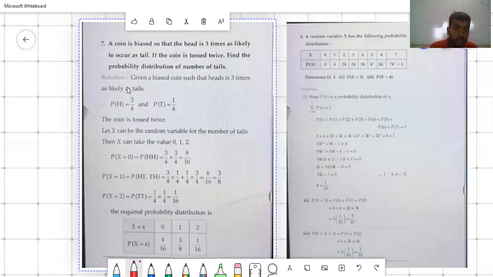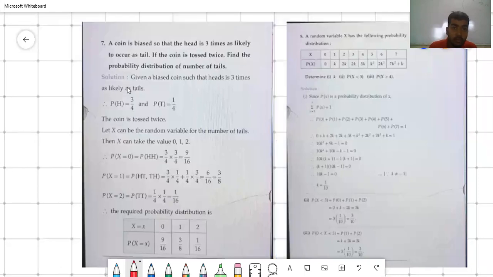Now question number 7. A coin is biased so that the head is 3 times as likely to occur as the tail. If a coin is tossed twice, find the probability distribution of the number of tails.